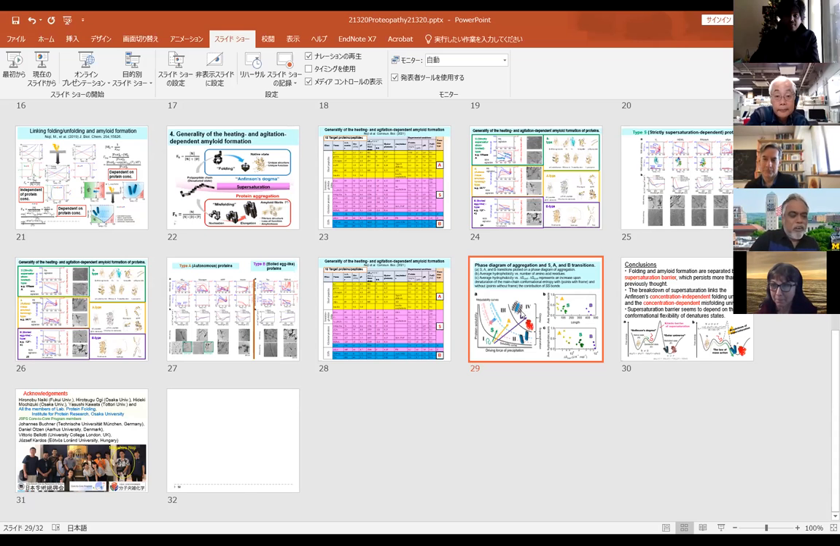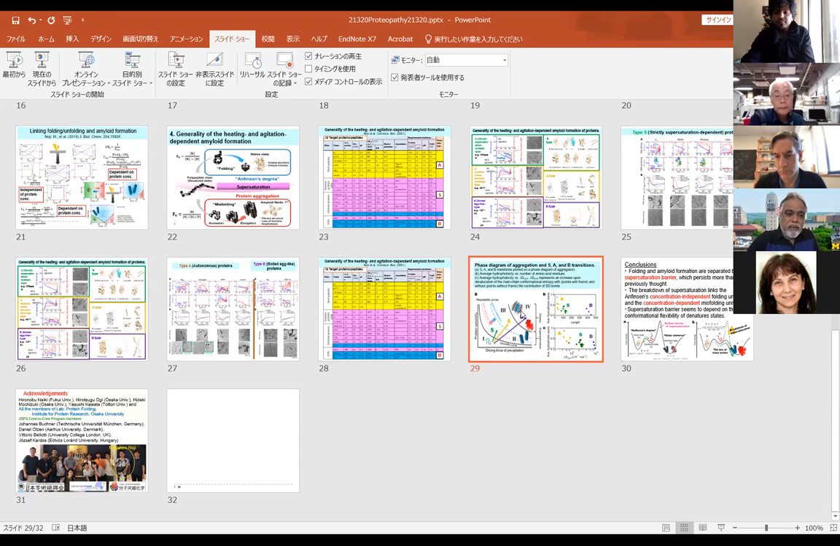Okay, Yuji-san, Goto-san, I have a question for you. You mentioned the critical micellar concentration, and we know that for certain amyloids, the aggregation rate is different below and above the CMC, but for some of the amyloid proteins, micelle formation doesn't make a big difference. Can you comment on that?